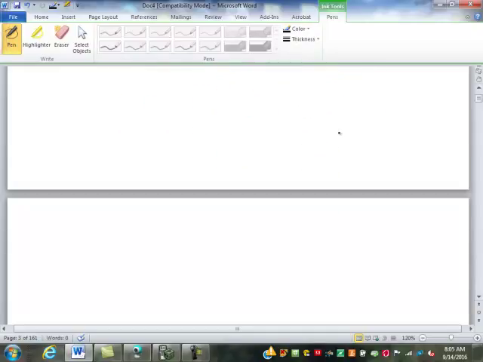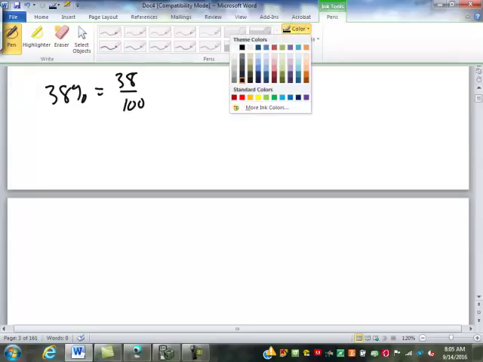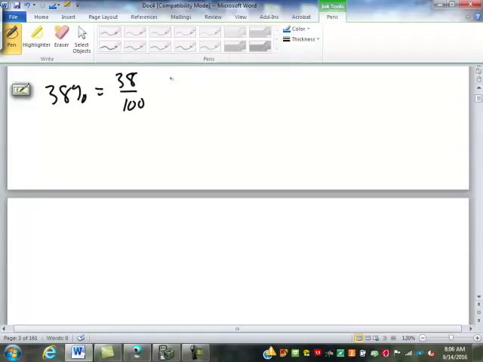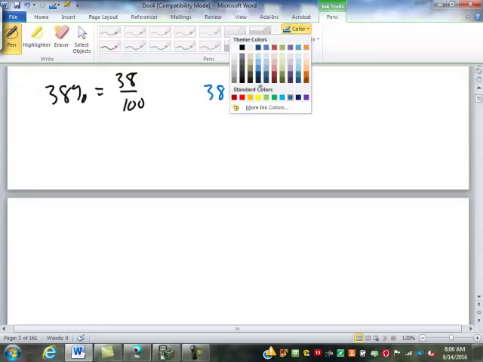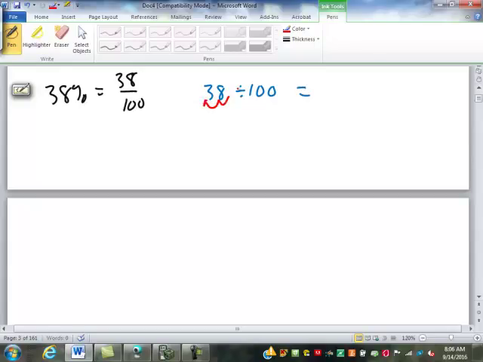Okay, what if we want to go from a percent into a decimal? You know, we said 38% was just 38 over 100. Rather than reducing the fraction, it's easiest to go straight to a decimal from there. To turn a fraction into a decimal, we just divide the numerator by the denominator. So that'd be 38 divided by 100. When we divide by 100, it just moves the decimal point 2 spots to the left. So that becomes 0.38. Anytime we're changing a percent to a decimal, it's just dividing by 100.